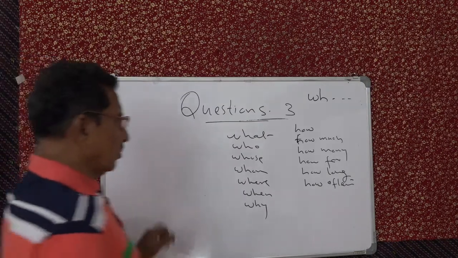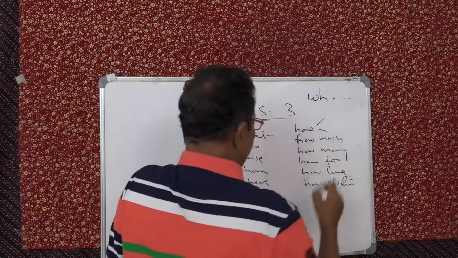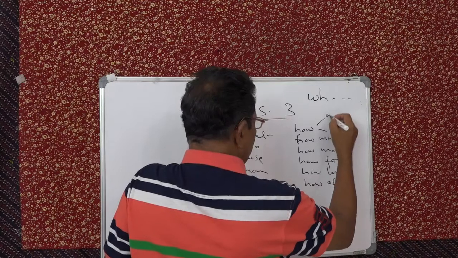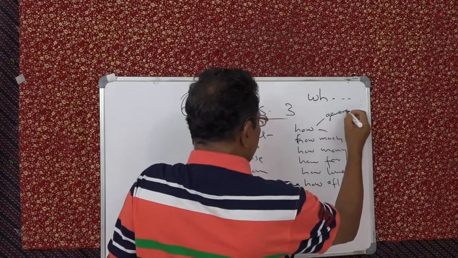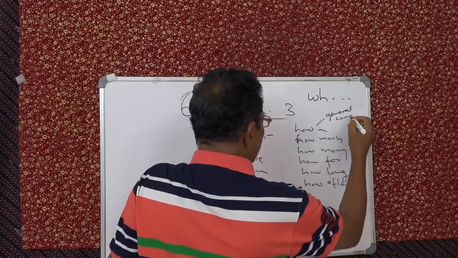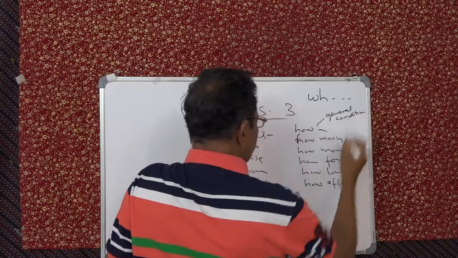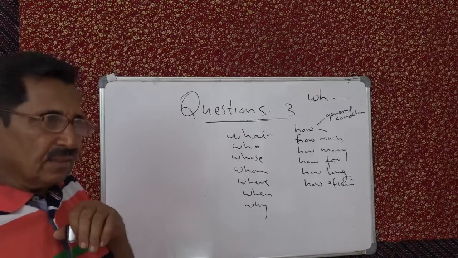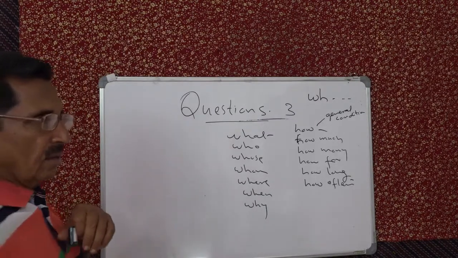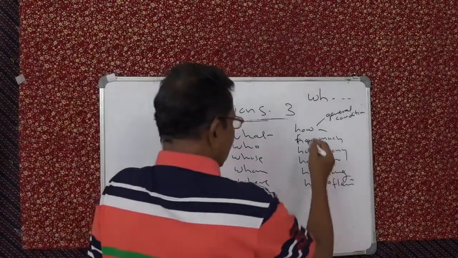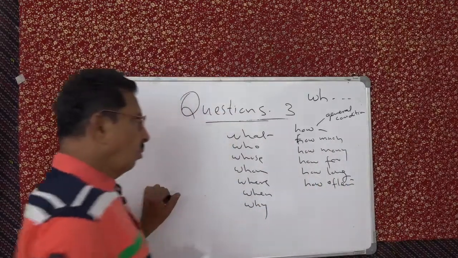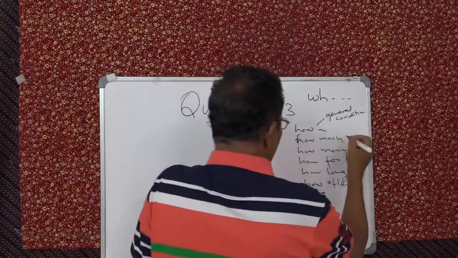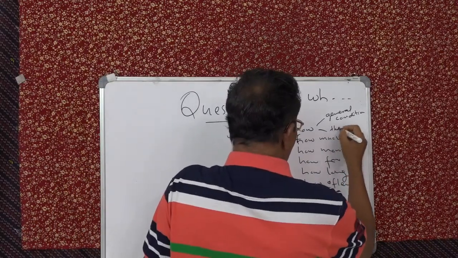How we can have two meanings: general condition and also the way you do things. General condition of anything. How is the class? How was the party? How was the meeting? You can say like that. So you can see, how is general condition, and how is the way you do things.